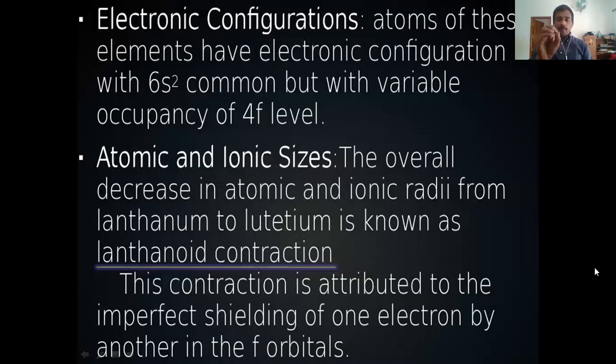Okay, now a few more words about electronic configurations. Atoms of these elements have electronic configuration with 6s2 common, but a variable number of electrons in the f orbital. Outermost s2, sorry, not 4s2, 6s2 is common. And in the inner f orbital, the number of electrons will be different.